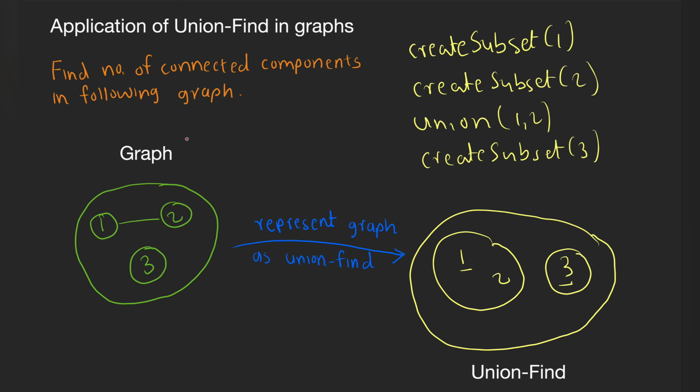Now, the question asked us to find the number of connected components in this graph. So first thing we'll do is convert this into the union find data structure, and then we'll try to find the number of unique parents these members have. So in this case, there are only 2 unique parents, 1 and 3. Hence, the number of connected components will be 2. Just like this, union find has many applications in graphs.